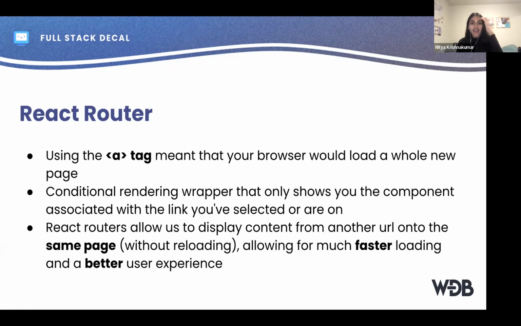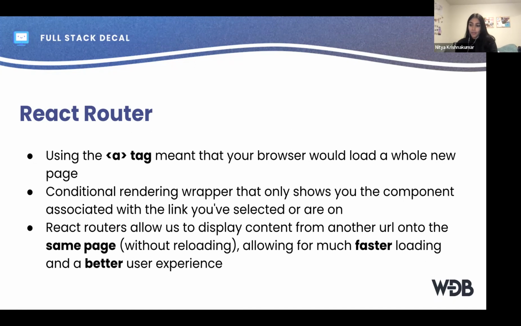So instead of the A tag, React routing uses conditional rendering. So basically what that means is that only the route associated with the component is rendered. So only one thing is rendered at a time with conditional rendering. And a router is something that basically loads a specific URL path. So to put it in other words, each route in a web app is associated with a specific component, and only that component would be shown on a page.